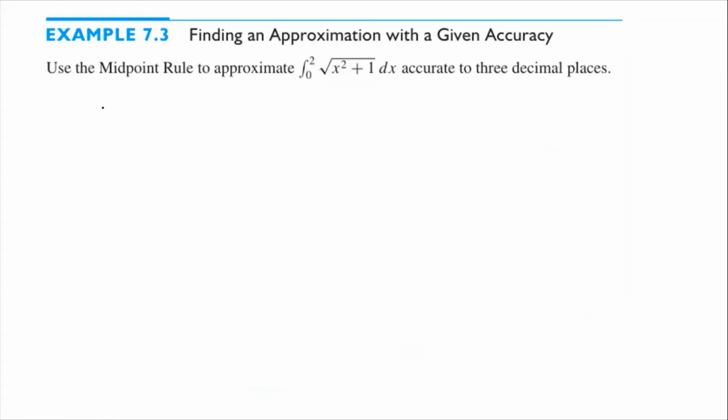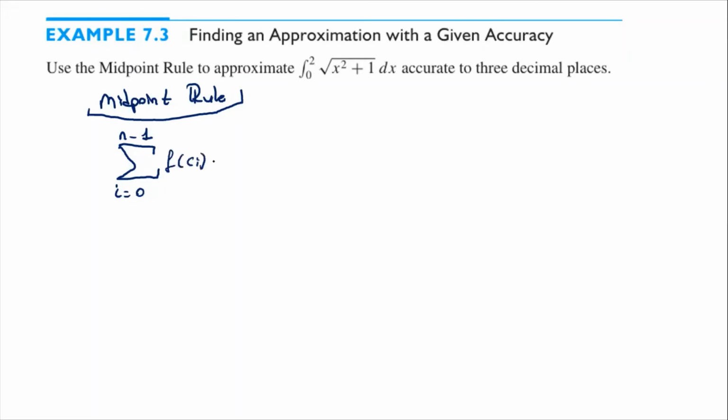First, for the midpoint rule, let me write here. We're gonna do this, sigma. We start from 0 to n minus 1, don't forget this, okay? And we write here f of ci times delta x, correct? So how do you find f of ci? This is the most important part here.